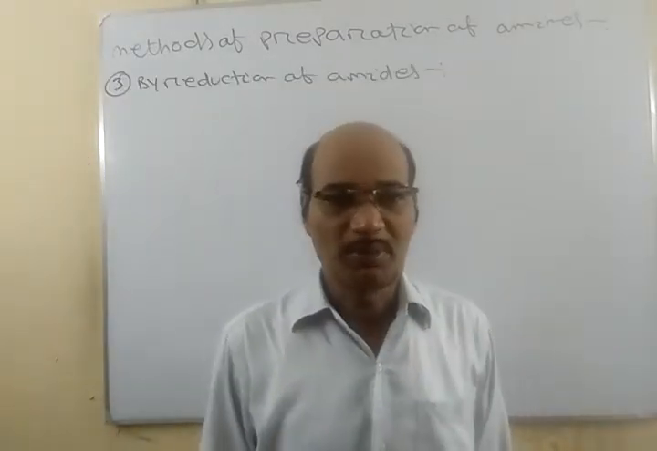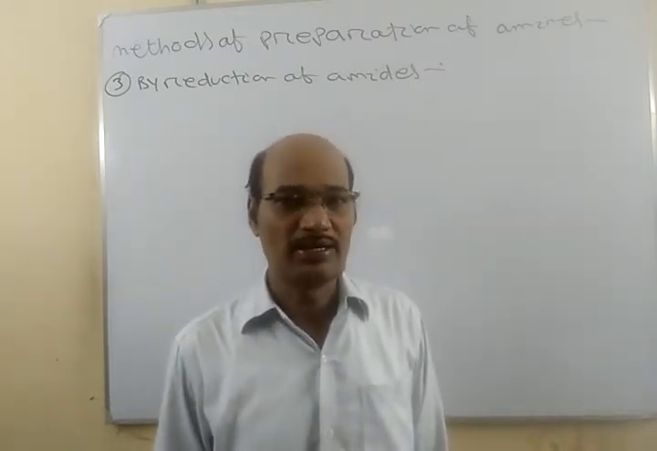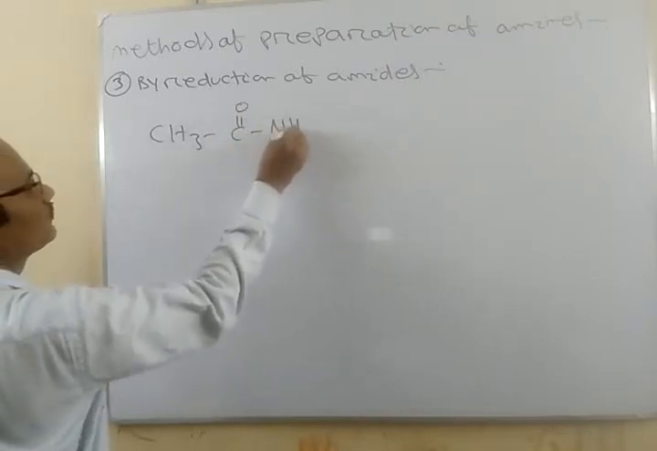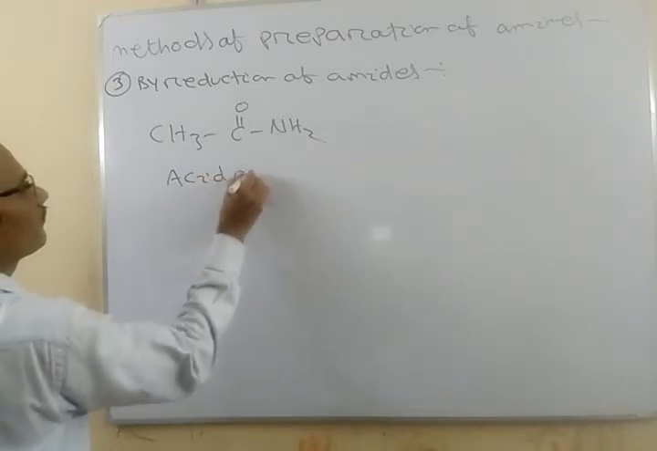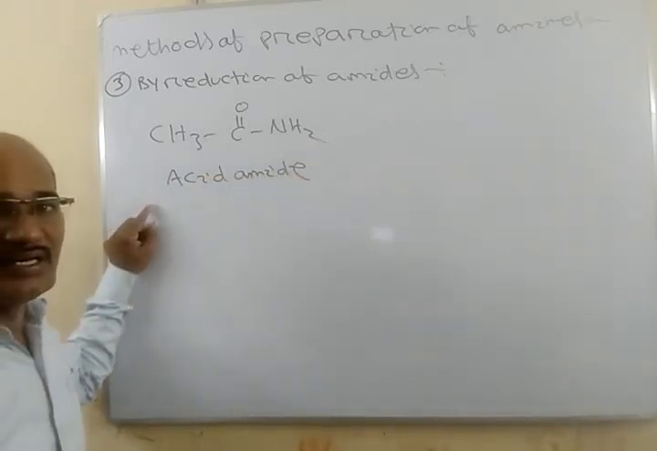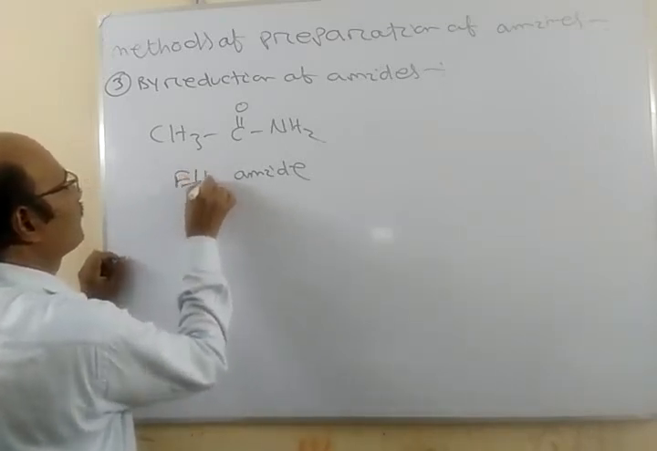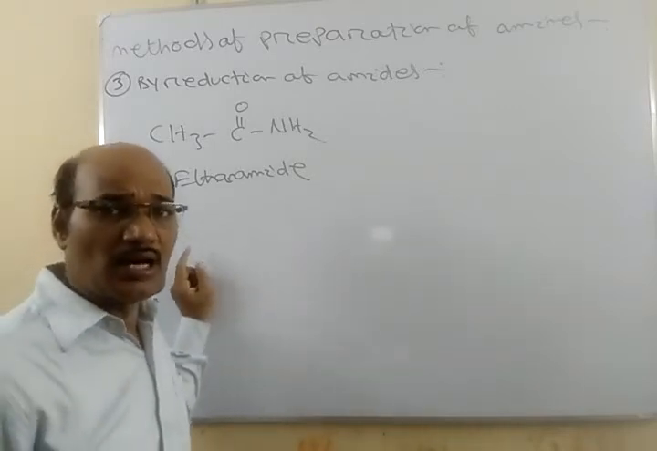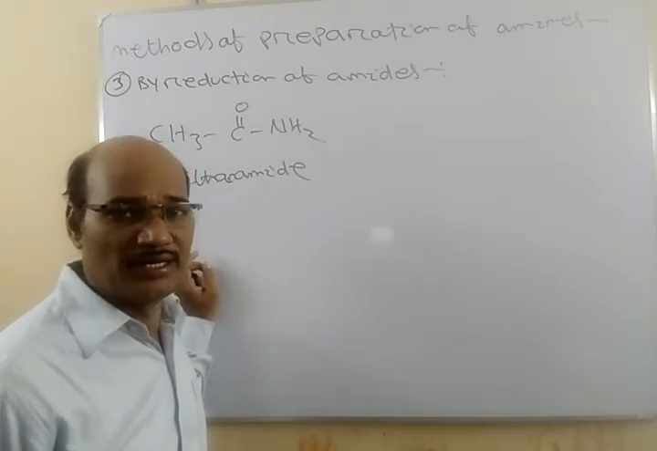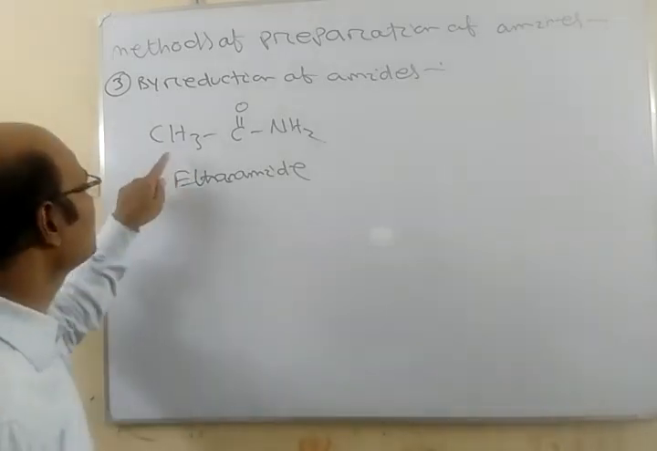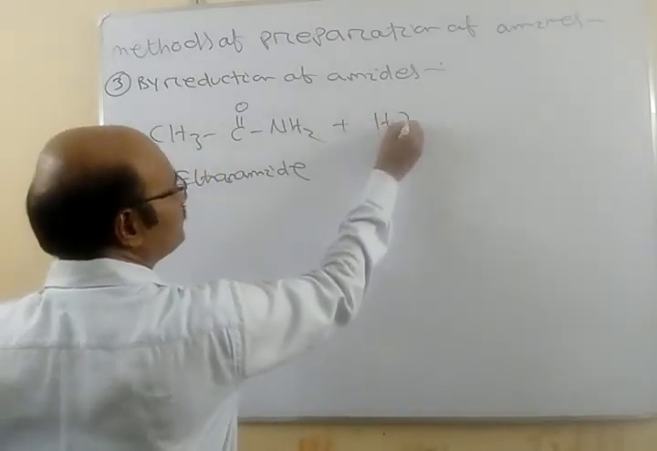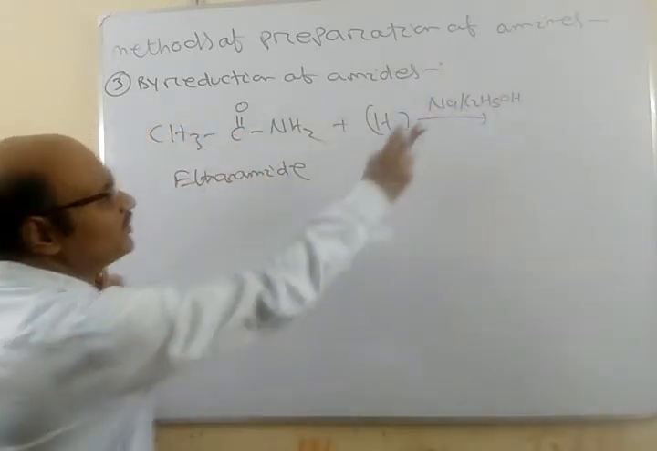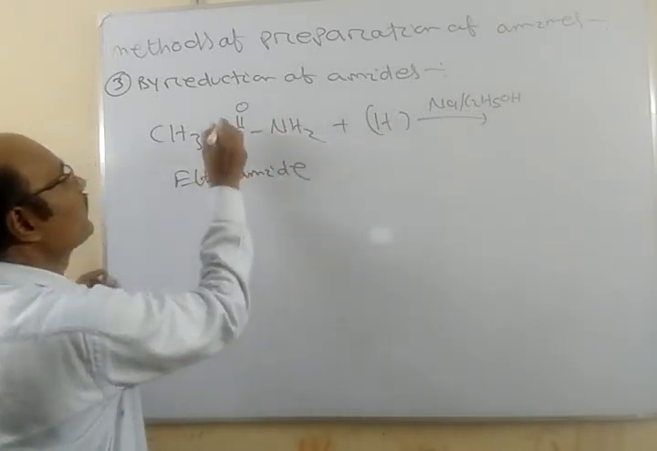Clear? Next is preparation of amines from amides. How can we prepare amines by reduction of amides? See, if I take CH3CONH2, what is this? Acid amide. Its name is ethanamide. Now this ethanamide, an acid amide, undergoes reaction either with sodium alcohol or with lithium aluminum hydride to give the corresponding amines. Let's see: ethanamide plus 4H from sodium alcohol. This is a reducing agent, and it will give nascent hydrogen, and now this hydrogen will be added here.